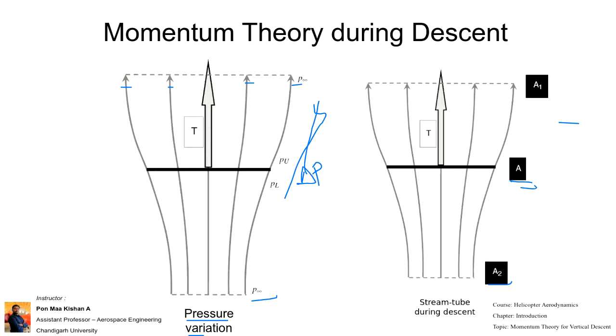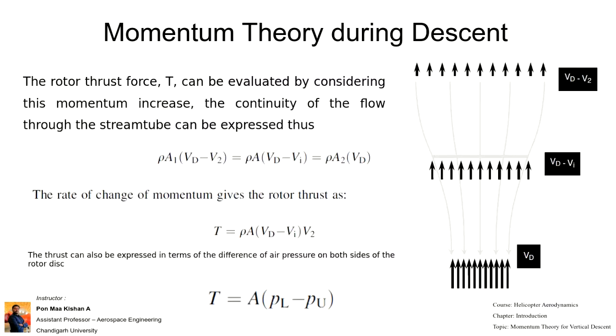So we will be generating a thrust in order to make the helicopter stable and to land perfectly. So that's why the thrust is acting upward, but the thrust value is a little bit less compared to hover and climb. So we can see over here, right?